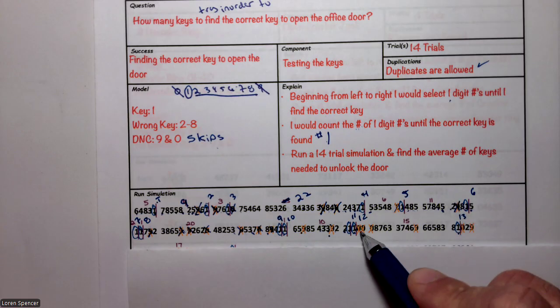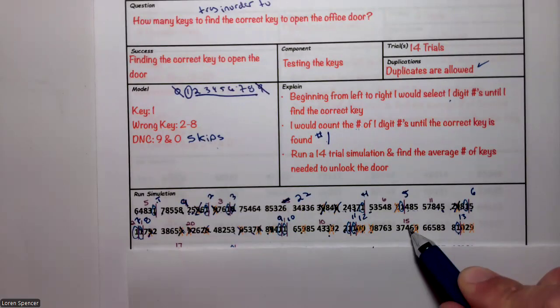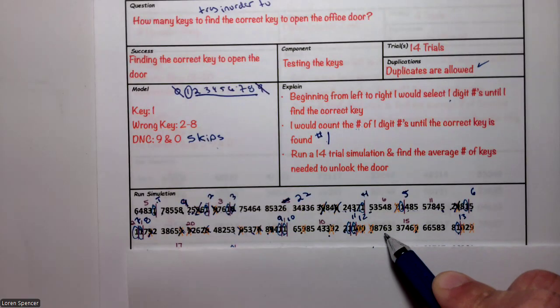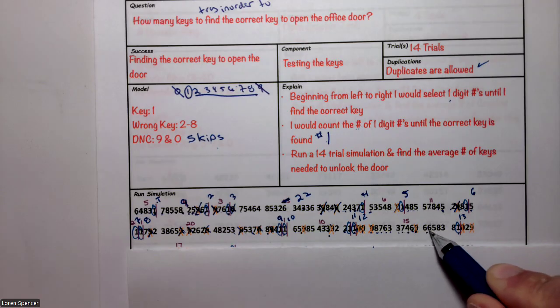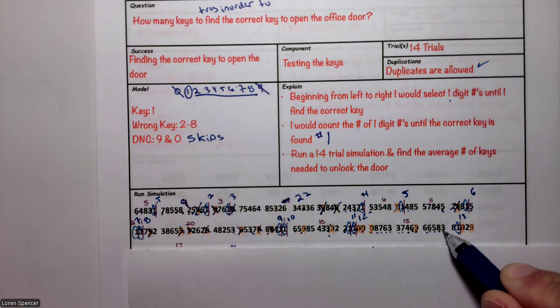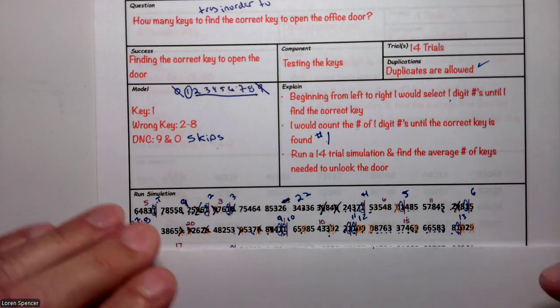Here's 13, and we have 0, 0, 0. Those don't count. The 9s don't count. So let's count them up. 1, 2, 3, 4, 5, 6, 7, 8, 9, 10, 11, 12, 13, 14, 15 keys.